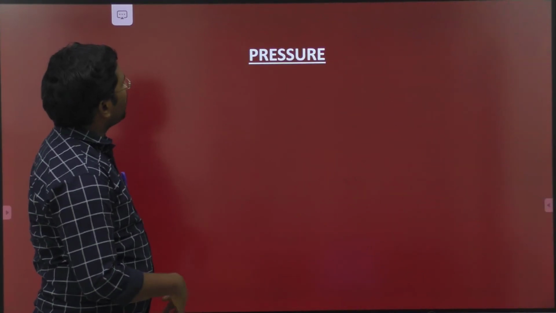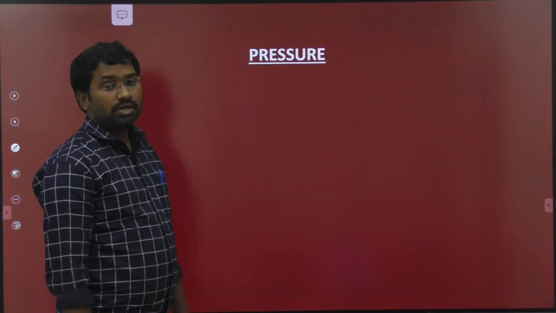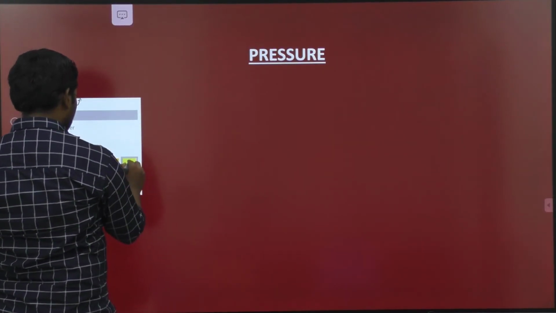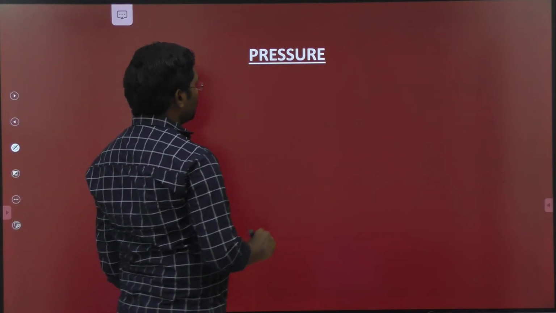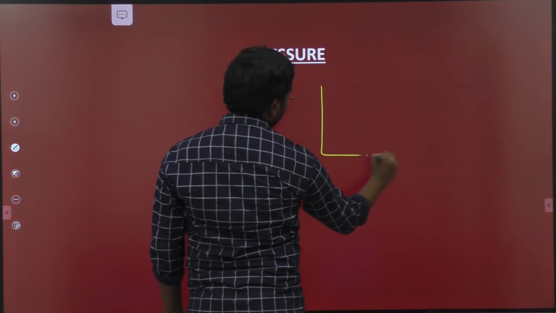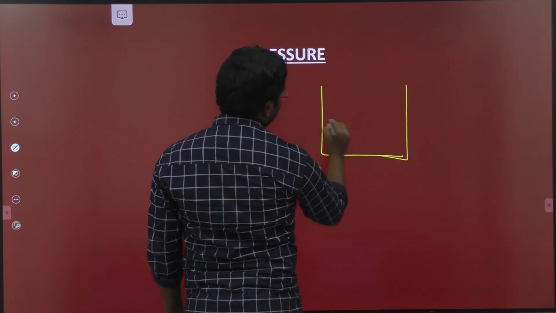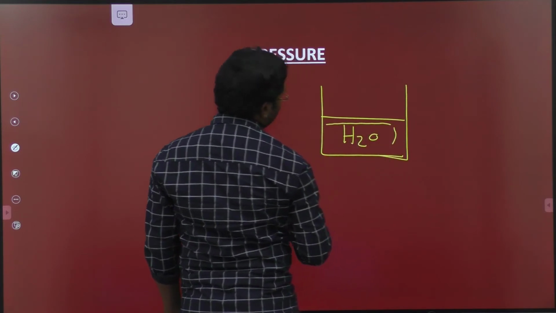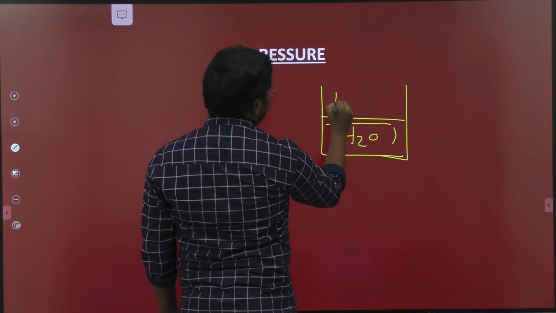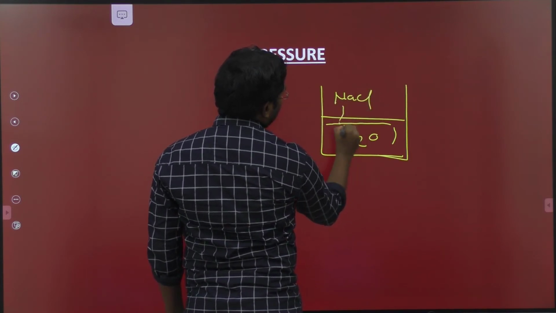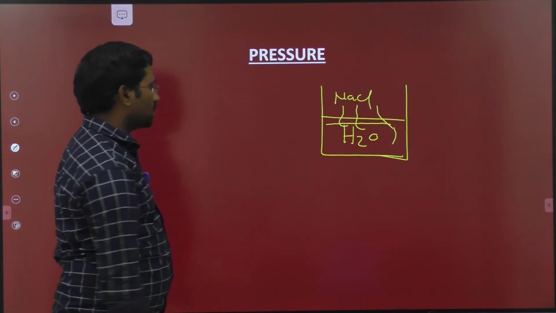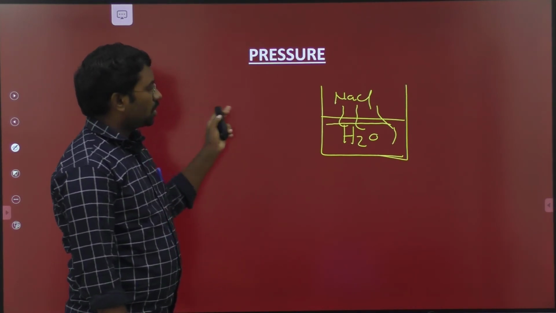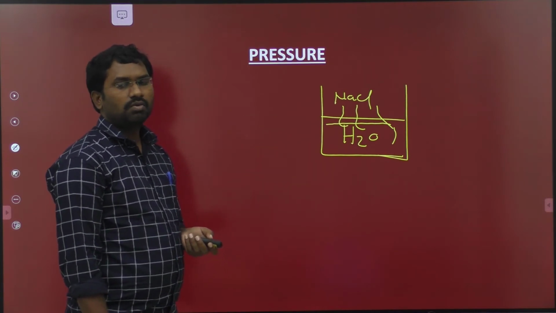So the next factor which influences the solubility of a solid in liquid is pressure. What is the effect of pressure? How does pressure influence the solubility of a solid in liquid? For example, take solid in liquid, where the liquid is the water molecule, like sodium chloride dissolved in water. Here sodium chloride is a solid and water is a liquid. So how does the pressure influence the solubility of sodium chloride in water?